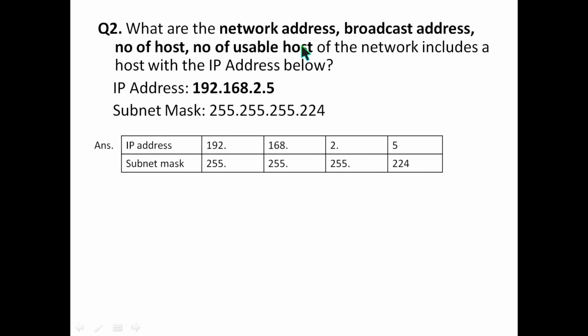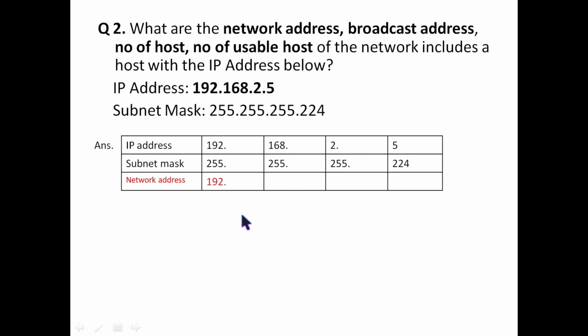In this question, we have to find out the network address, broadcast address, number of hosts, and number of usable hosts. The IP address and subnet mask are given, so we will simply write the IP address like this and the subnet mask. Now let's find out the network address. If the subnet mask value is 255, simply write the IP address.